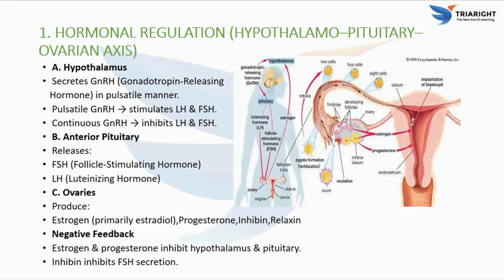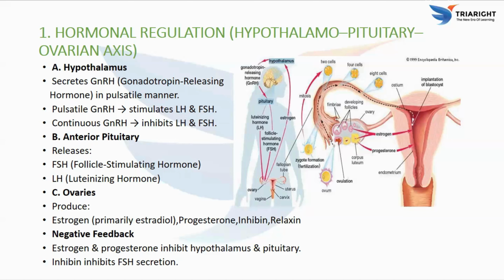So what does the anterior pituitary do? Whenever the pituitary receives GnRH hormone, it releases both FSH and LH hormones. FSH is follicle stimulating hormone, which helps ovarian follicles to grow. It stimulates estrogen production. LH is luteinizing hormone, and a surge of LH causes ovulation. It makes the release of the egg from the ovary. This LH hormone also supports the formation of the corpus luteum.